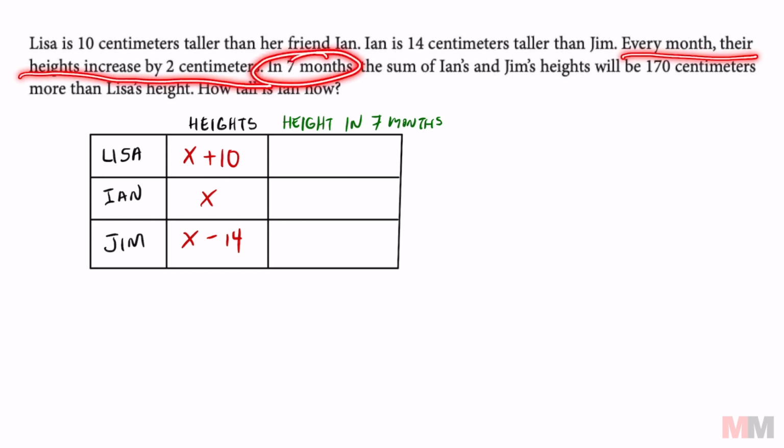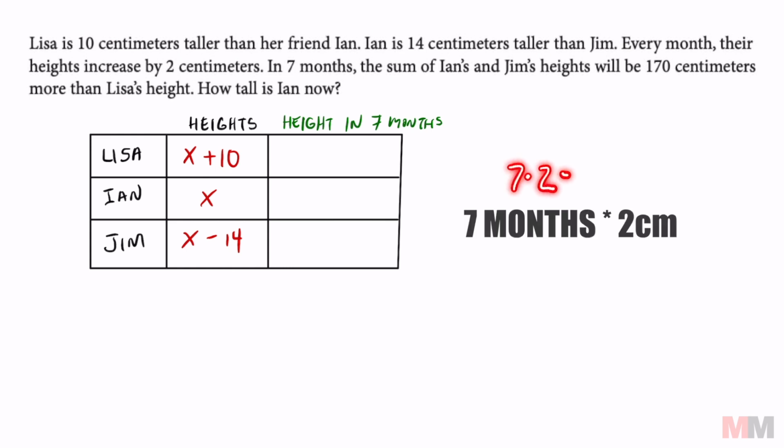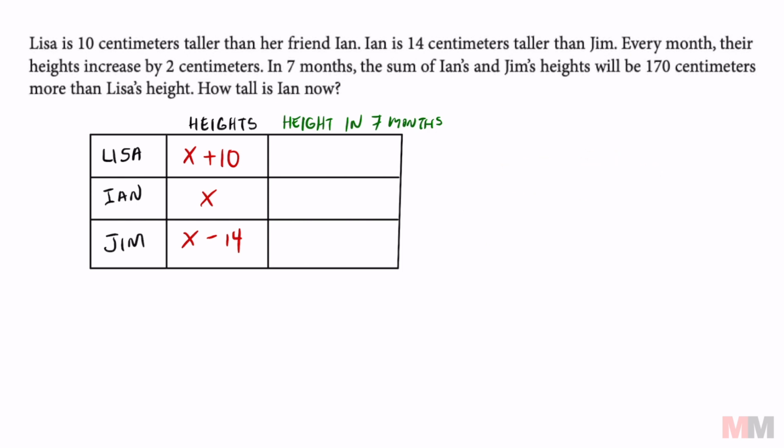This right here says every month their height increases by 2 centimeters. So in 7 months, that's easy to calculate. It's just going to be 7 times 2. Everyone is going to grow 14 centimeters after 7 months. So that's going to be Lisa's height plus 14 to represent how much she grew in 7 months. Combine like terms and you get X plus 24.